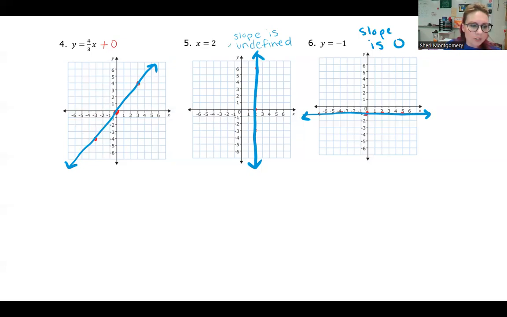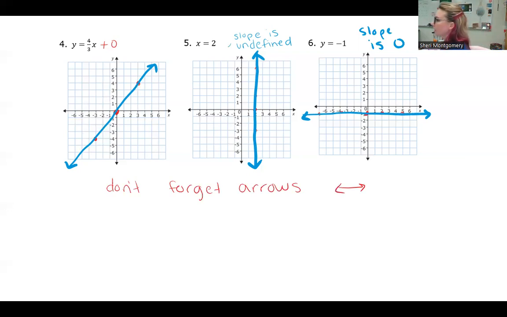One thing that you might want to do right underneath this, along that little line that you have on your paper, don't forget arrows. That means when you're drawing your lines, don't forget those arrows on the side. Some of you are going to forget the arrows and you're going to be mad. Don't forget the arrows.